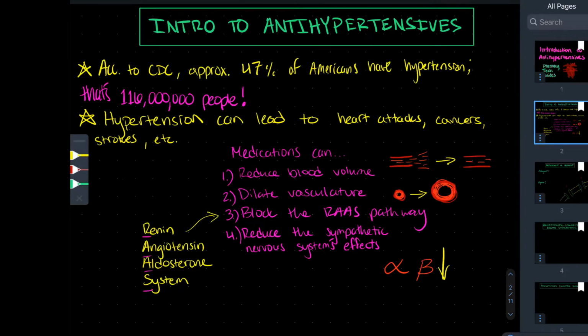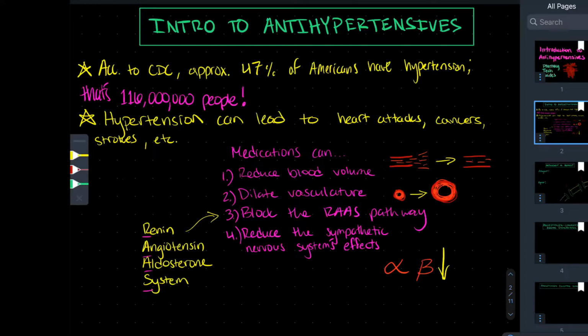So, first, I just want to talk a little bit about hypertension itself. So, as you know, hypertension is high blood pressure. So, hyper and then tension. And according to the CDC, approximately 47% of Americans have hypertension. And that's 116 million people.